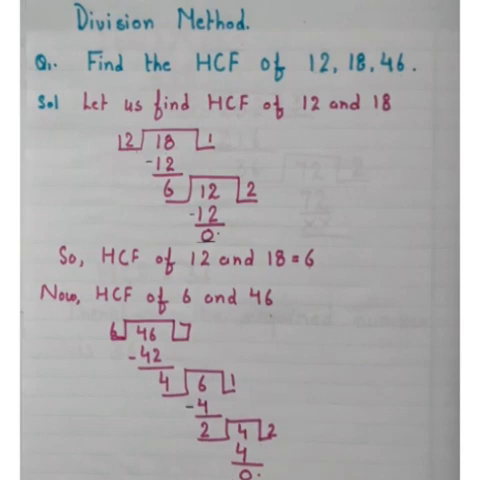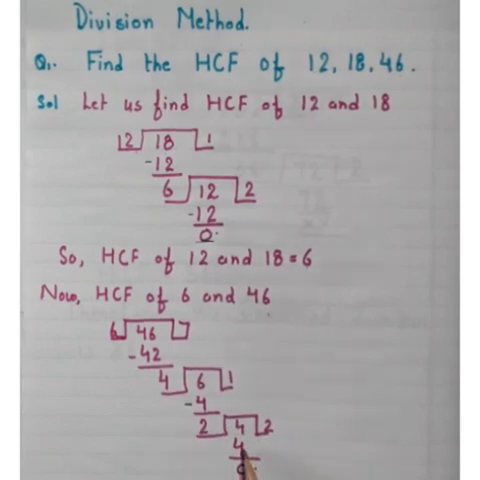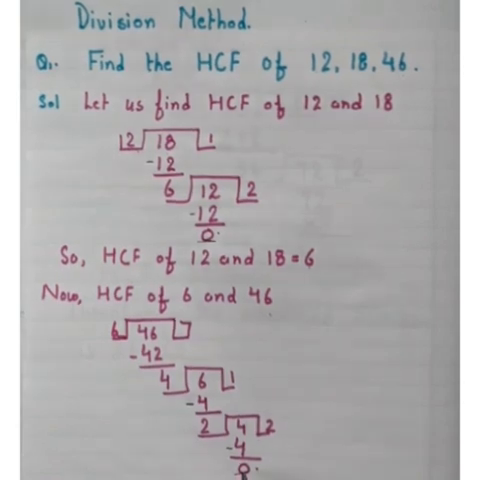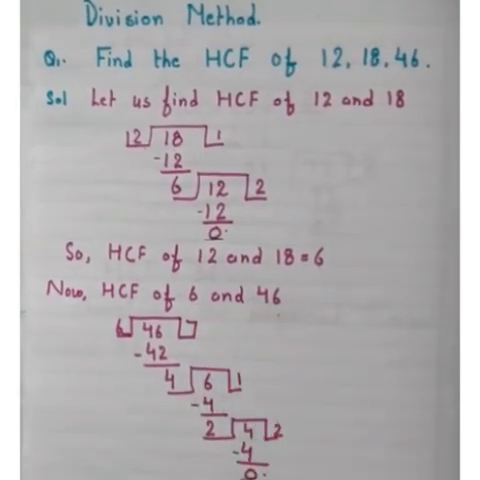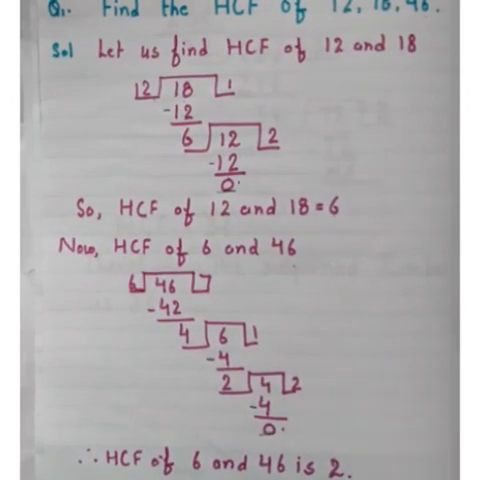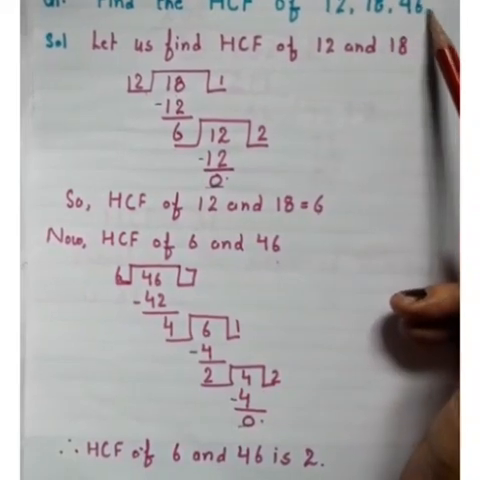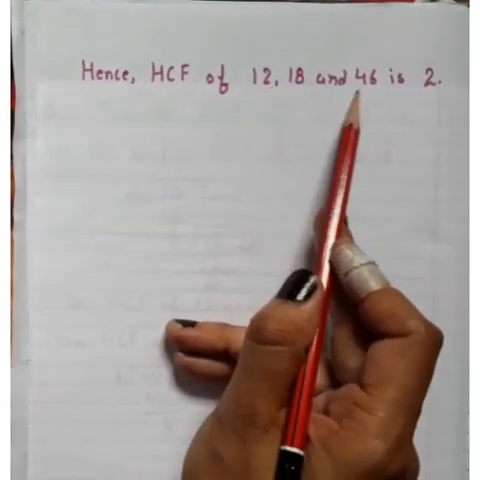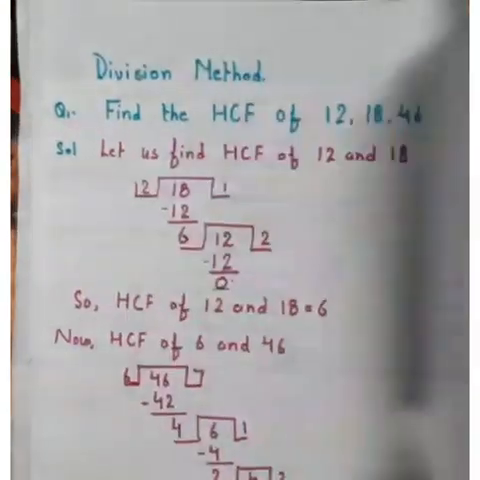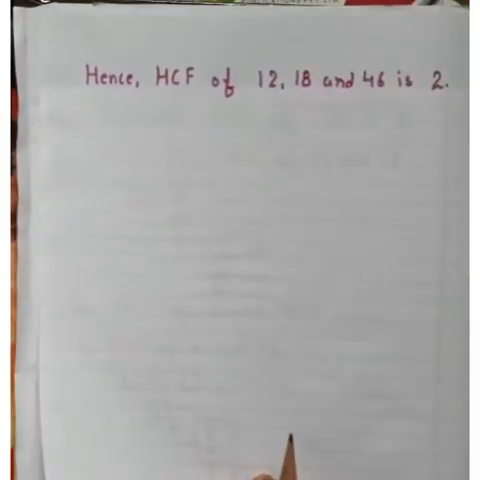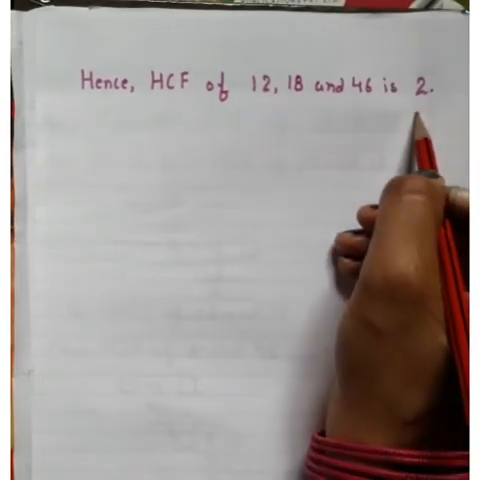You have to continue until you get a 0. Okay. So this divisor becomes your dividend. Now 2 2s are 4. 4 minus 4 will be 0. Okay. So now you are getting 0. So it means that the HCF of 6 and 46 is 2. Therefore the HCF of 6 and 46 is 2. Now you have done the HCF of 12, 18 and 46. So you will write, hence the HCF of 12, 18 and 46 is 2, because at last here we are getting 2. So therefore the HCF of 18, 12 and 46 is 2. Okay.